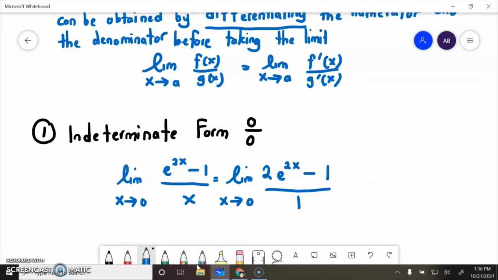So what happens now? When x is 0, e to the power 0 is 1. Sorry, there's a mistake here. Differentiating 1 does not give 1. It should be like this: differentiating e to the 2x gives 2 e to the 2x, and differentiating 1 gives 0. Now when x is 0, I will get 2. So I can do that now.